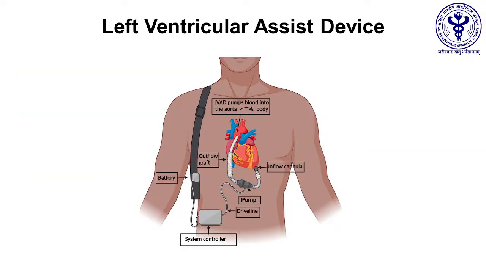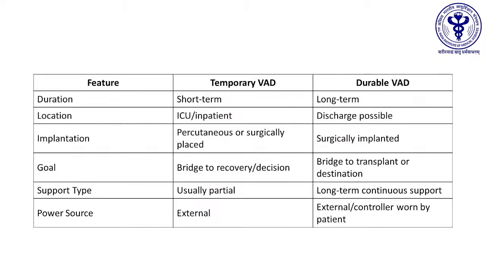Left ventricular assist device. What is a left ventricular assist device? It simply takes the blood from the left ventricle. There is a pump over there which is connected to a controller. The controller is connected to a battery. The pump will work and it will push the blood into the aorta, just bypassing your left ventricle, easing the load of your left ventricle.